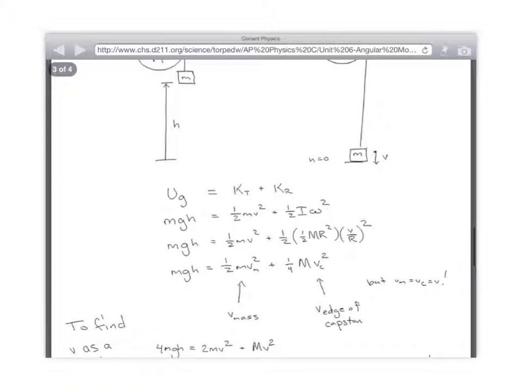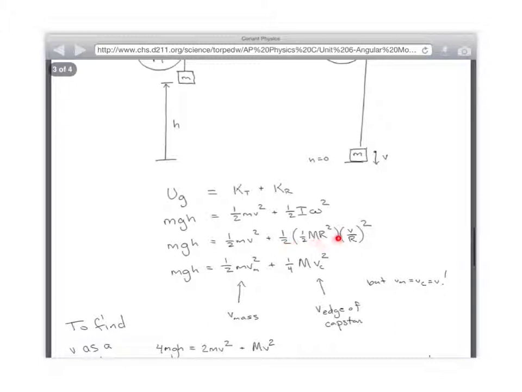So if you do that, what you'll get is this. The 1/2 mv squared plus 1/2, let's see, assume it's a disk, so it's a 1/2 mr squared capstan. Omega is v over r. What happens to the r's? They cancel. Well, that's interesting. Do you need to know the radius of the capstan to find the speed of the mass? No. Just as long as you know the moment of inertia is 1/2 mr squared, you're okay.